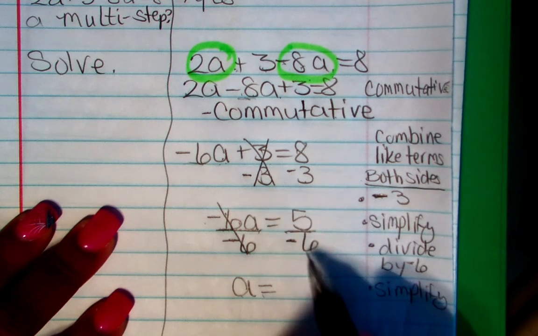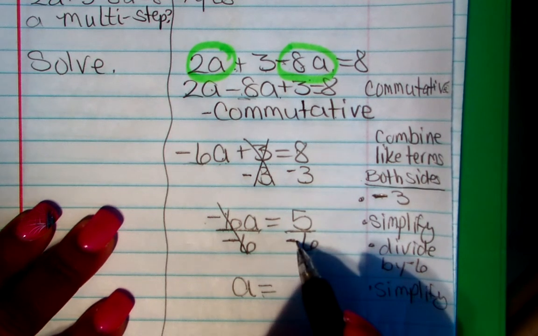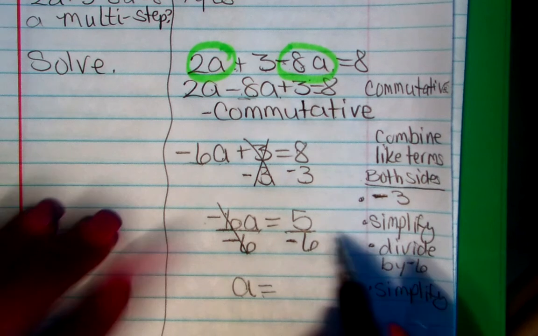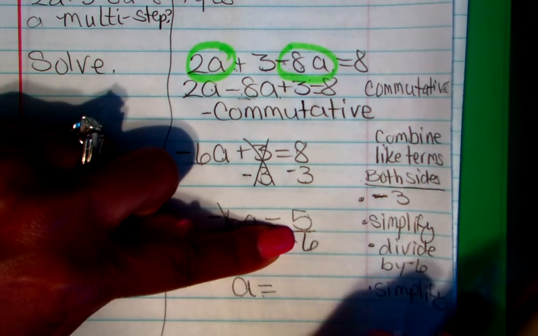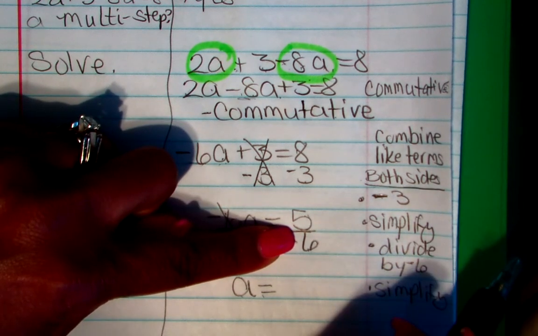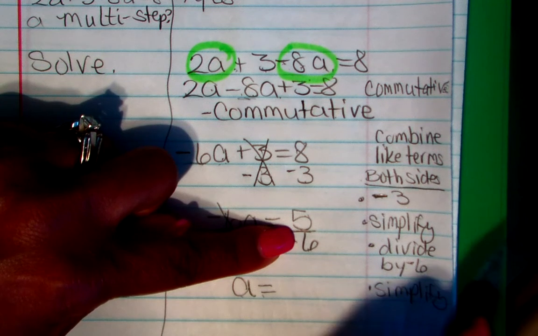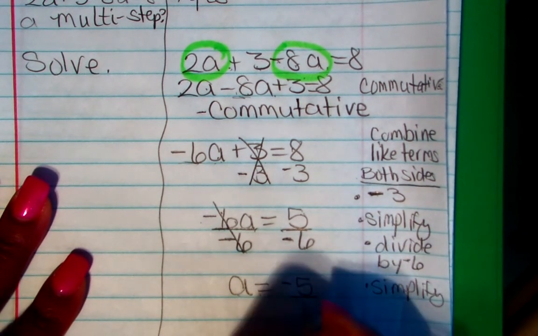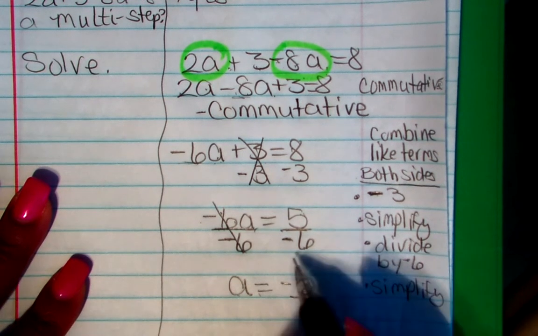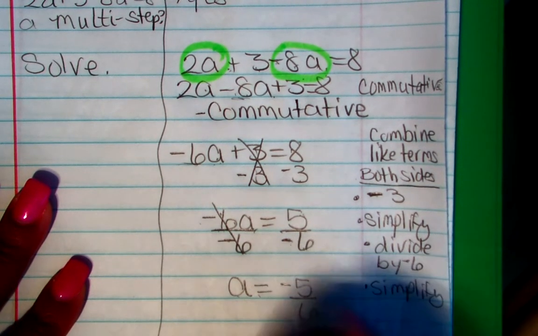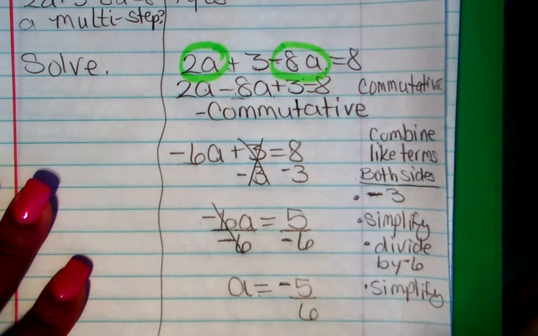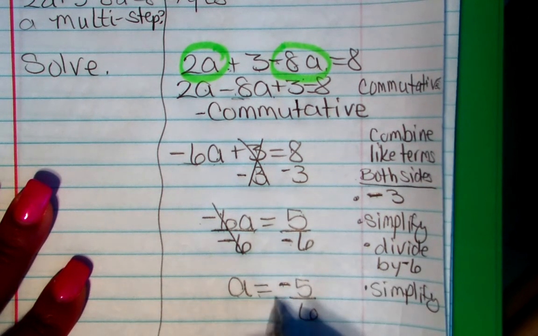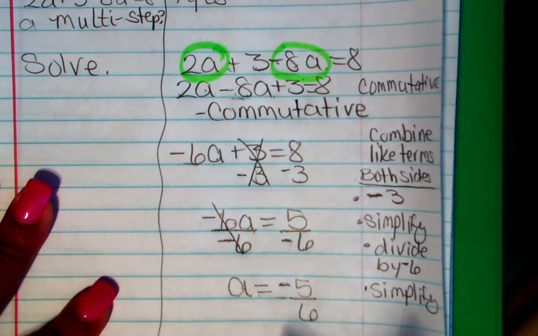Here I got a 5 and a 6. Ignore the negative right now. The 5 and the 6 have nothing in common but a 1. The GCF is 1. So I'm going to leave it as a proper fraction, negative 5/6. Note that I brought the negative from the denominator, because we can have the negative sign either with the numerator or beside the division symbol.